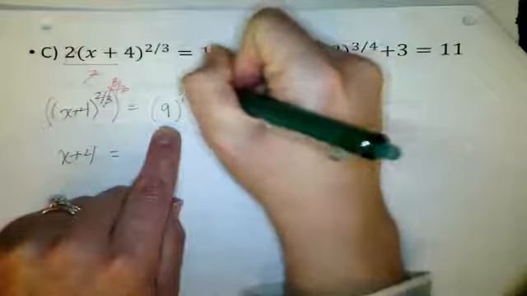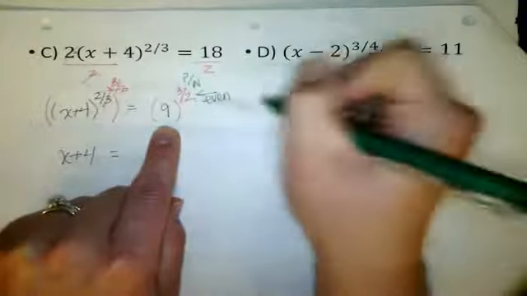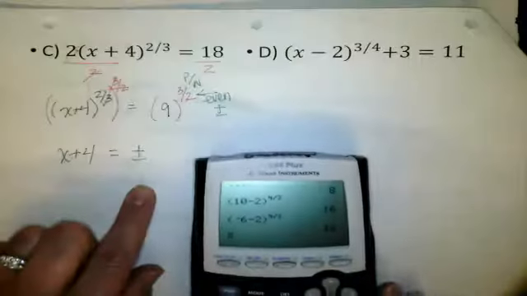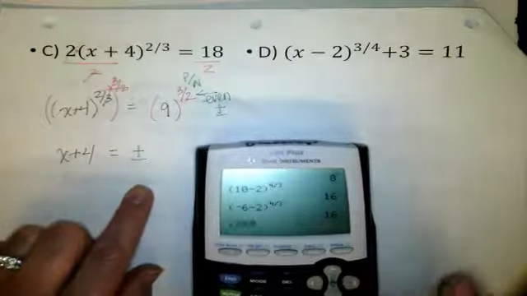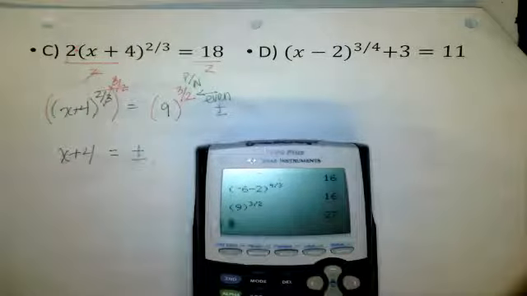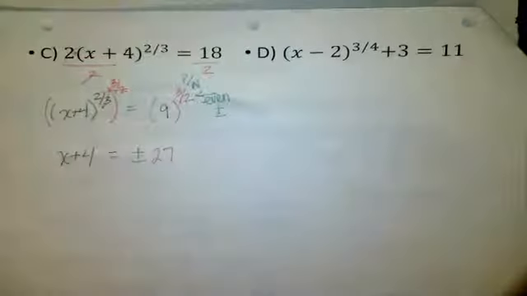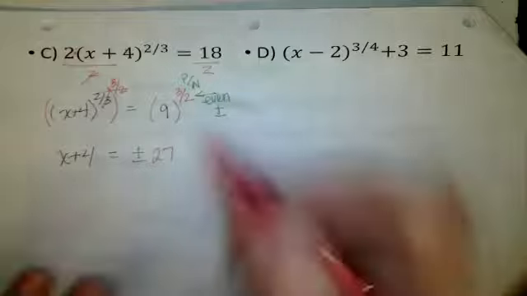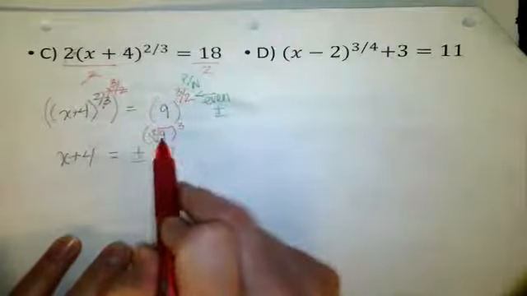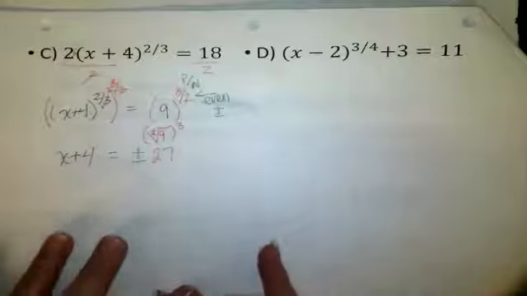So it's power over index. This index is even, which means what? Plus or minus. So I'm going to put on the plus or minus, but then I can just use my calculator. 9 to the 3/2 power is 27. So plus or minus 27. In case you're curious, it is the square root of 9 cubed. The square root of 9 is 3. 3 cubed is 27. So you can do it by hand as well, but you can use your calculator.